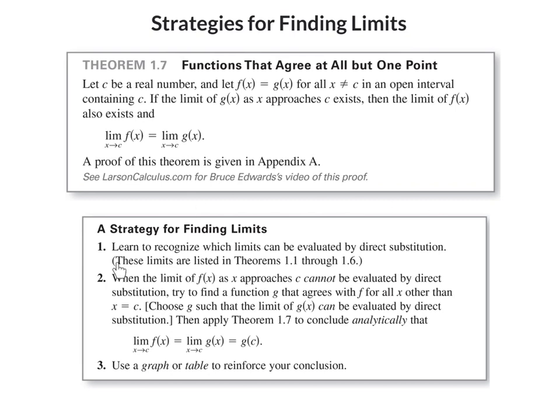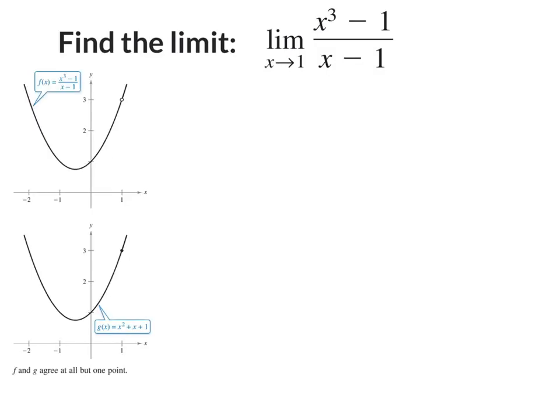So some strategies to finding limits are here. Try to recognize first and foremost, if you can substitute directly right in, like the examples that we just did, do that. Always try to do that first. Saves you so much headache. Then, if it can't be evaluated by direct substitution, there's a bunch of other ways that you can move forward. So let's start looking at those.